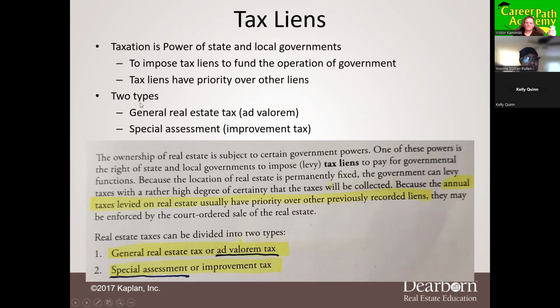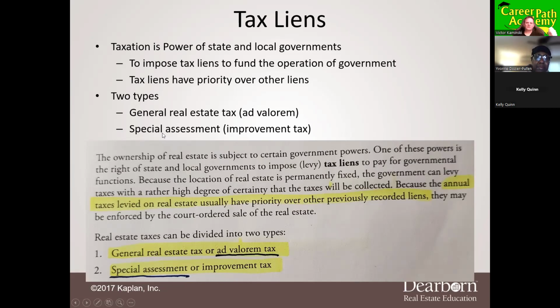So there's two types of taxes. We have the general real estate tax, which in Latin is referred to as ad valorem. Ad valorem is Latin for according to value, and that's how our properties are taxed. They're based on the value of the property, in part. They also have a tax rate that's used to manipulate that a little bit.